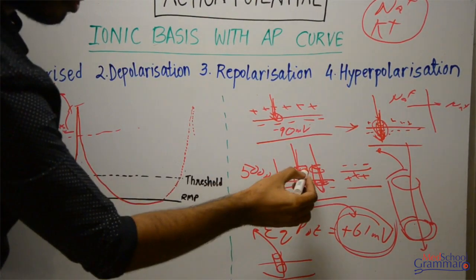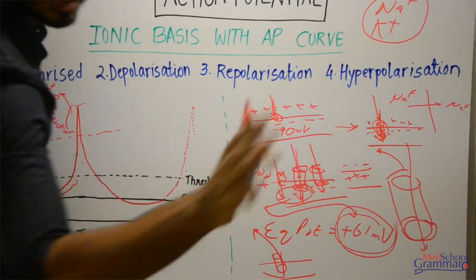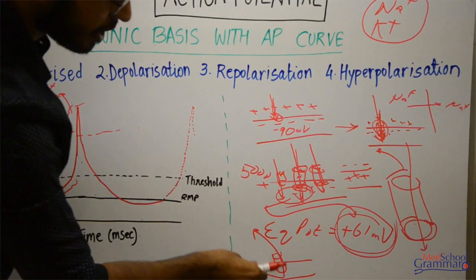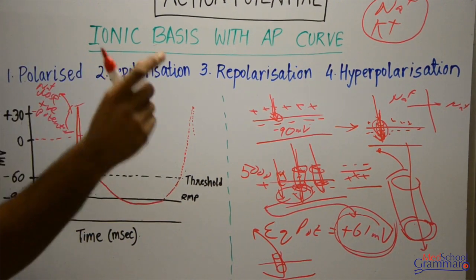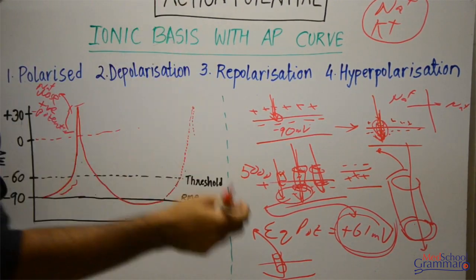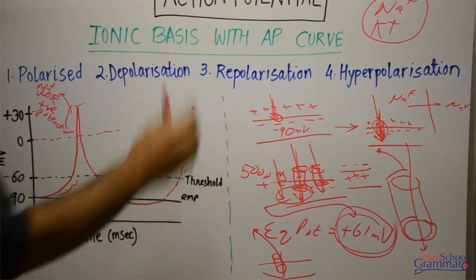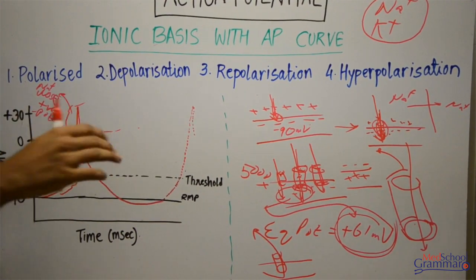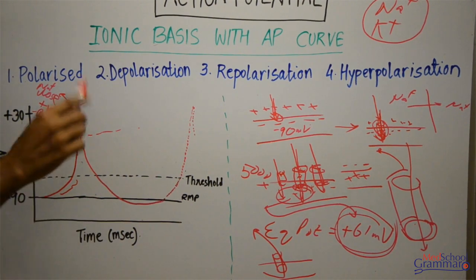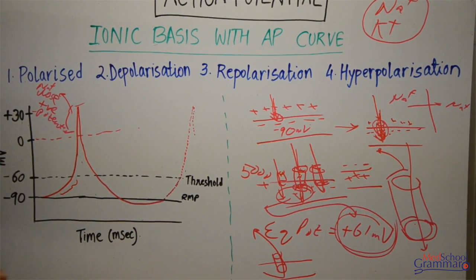The first reason is the sodium channels close, the inactivation gates close. The second reason is that potassium starts moving out. So the positivity inside that has been accumulated starts to move outside. So the positivity is lost. Therefore, it does not reach plus 61 millivolts and stops at around the plus 30 millivolt level. So this is known as depolarization.